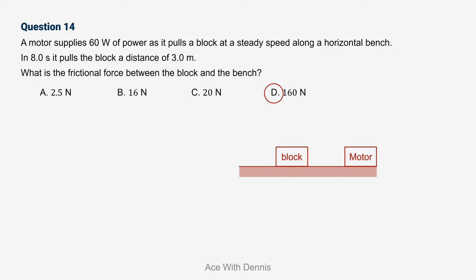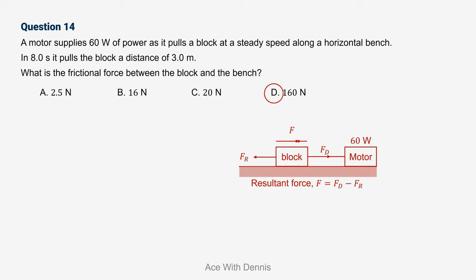First, we have a block and a motor on a rough surface. This motor provides 60 watts of power to pull the block. The force that pulls this block is the driving force Fd. And the frictional force will be in the opposite direction of the driving force. This gives us the resultant force F. The equation of the resultant force is F equals Fd minus Fr.